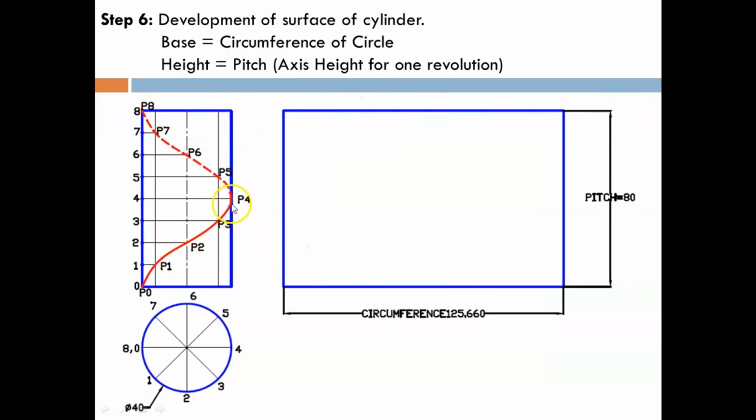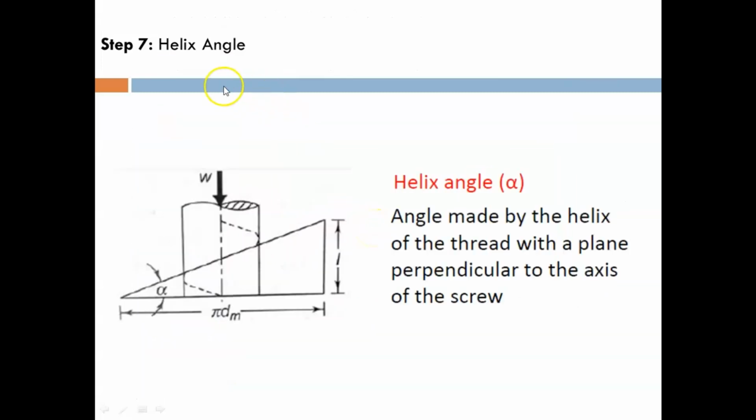Project this line, and at a random distance draw a vertical line. This is your starting line. From here take the circumference distance. In our case the diameter is 40 mm, so the circumference becomes 125.66, and the height is the same. Just project this 80 mm over here, so the rectangle will appear, which is nothing but the development of the surface of the cylinder.